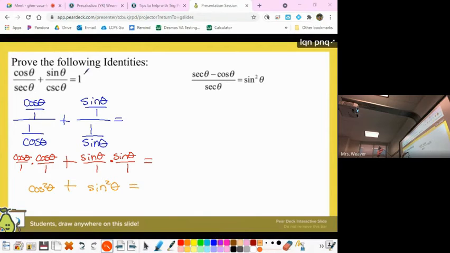Well, we want it to equal 1. I see my squareds now, so I think about my Pythagorean identities. And we have a Pythagorean identity that says sine squared theta plus cosine squared theta equals 1. So even though this is in the wrong order, this is cosine squared theta plus sine squared theta, it still equals 1 because addition is commutative. 3 plus 4 is the same as 4 plus 3. You can change the order and it doesn't change the answer. So we did it.